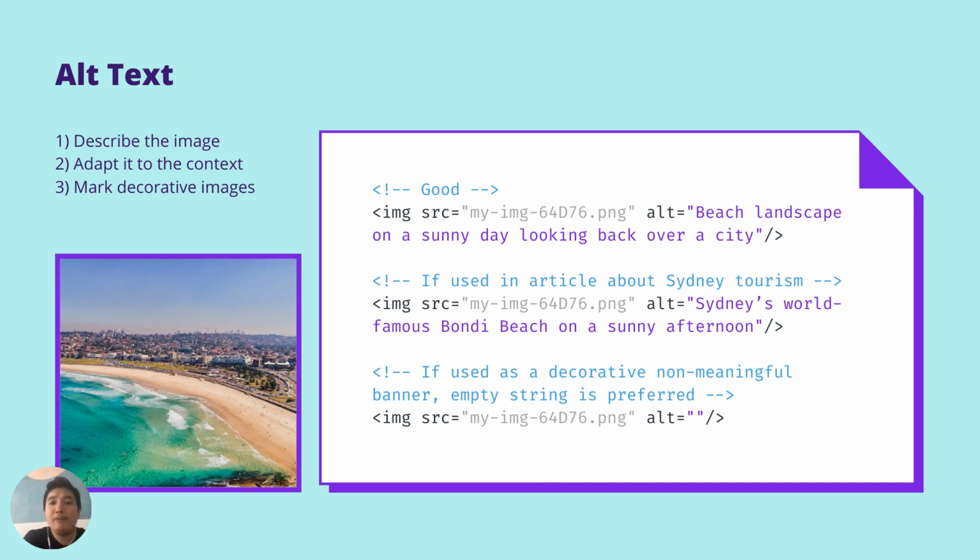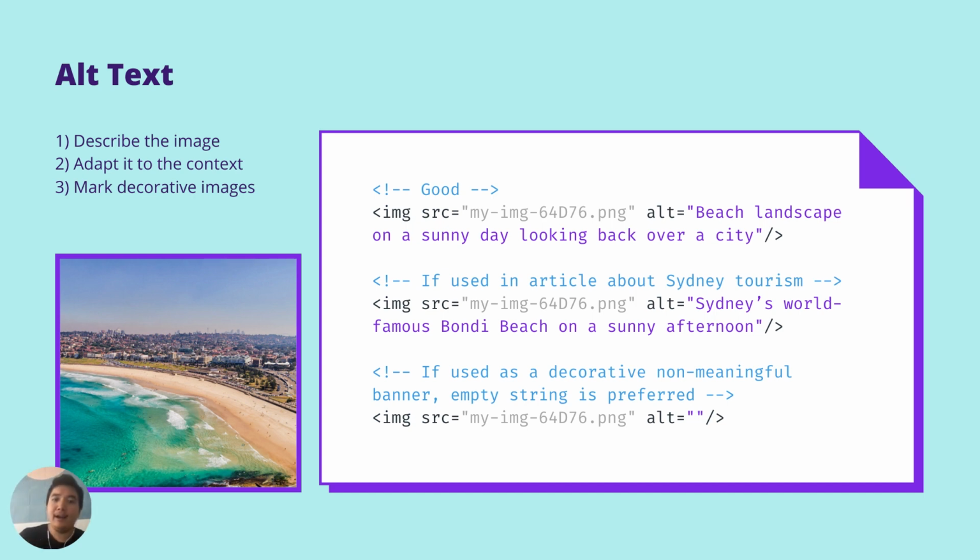So here we have a beach landscape on a sunny day looking back over a city. This is a really good alt text because it captures what we're looking at here. And it's good, but it's not always going to be the most useful alt text. So you don't want to always just capture the alt text when you upload the image. You need to match it to context.